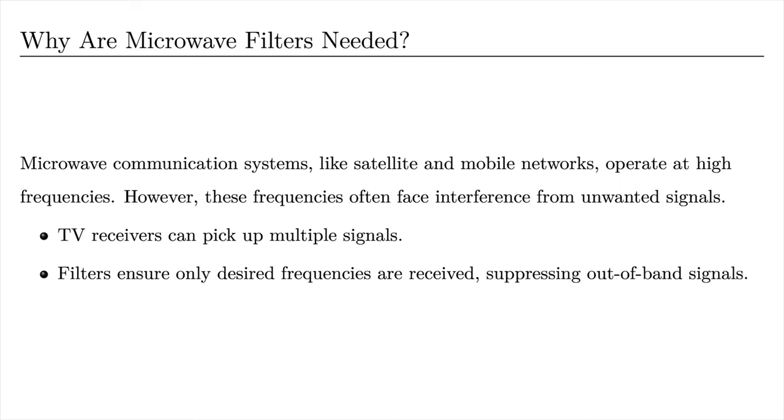Microwave systems, such as satellite and mobile networks, operate at high frequencies, which often encounter interference from unwanted signals. For instance, TV receivers can pick up multiple signals simultaneously. Filters help ensure that only the desired frequencies are received, while out-of-band signals are suppressed.